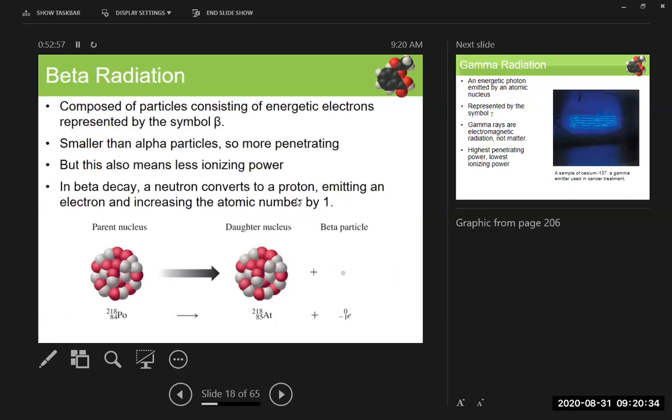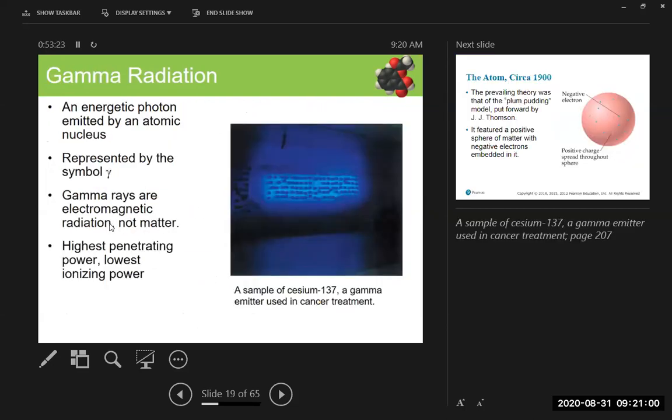Beta radiation, kind of in the middle. It's a smaller particle, so it is more penetrating. In general, the smaller the particle, the more penetrating it is. In beta decay, a neutron converts to a proton, emitting an electron and increasing the atomic number by 1. So that's the one that's similar. We see here with the negative charge, that's similar to an electron.